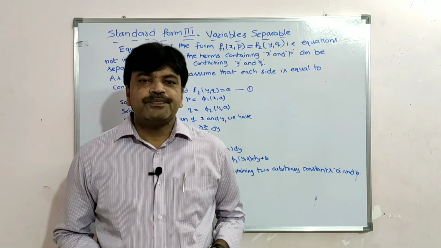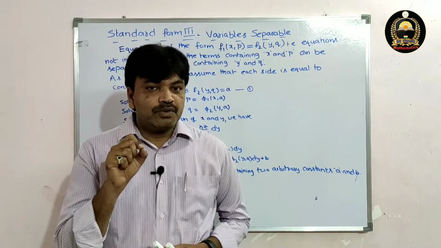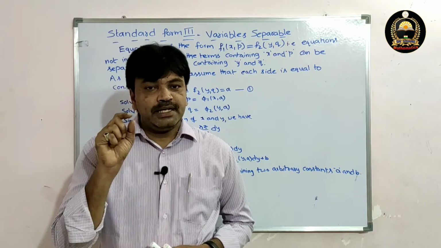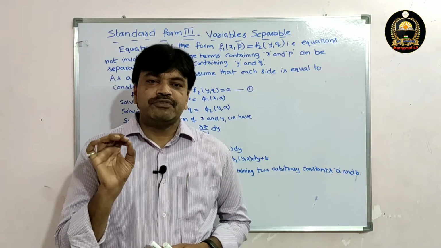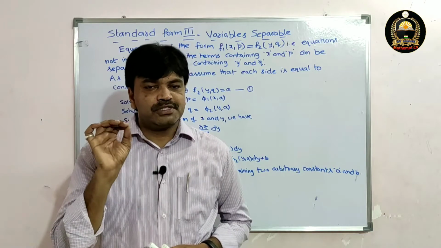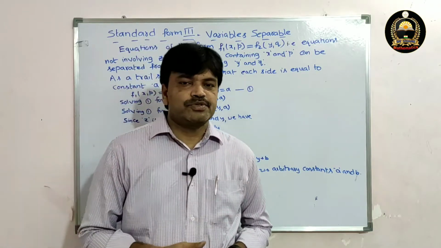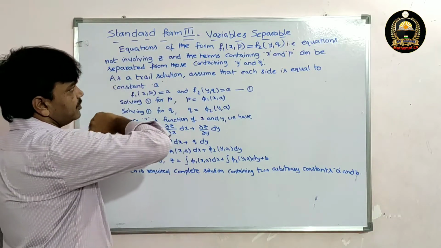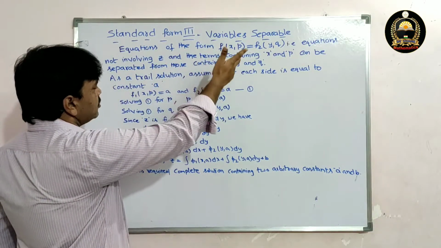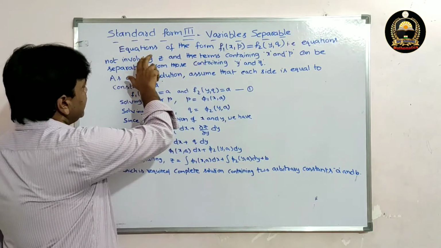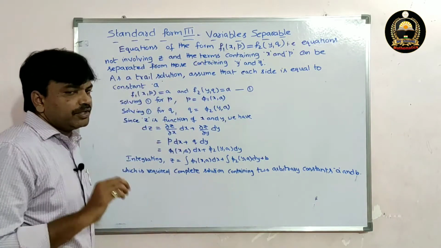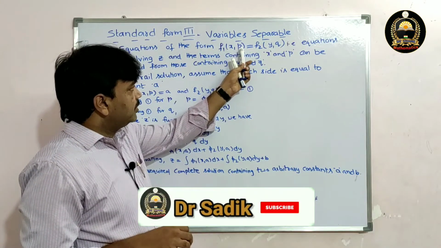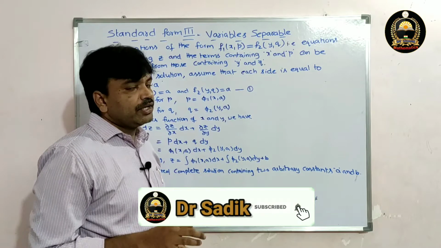Good morning friends. In this lecture I am going to discuss standard form 3 in non-linear partial differential equations of first order. Let us see the concept, students. Standard form 3, that is variable separable equations of the form f1 of x comma p is equal to f2 of y comma q.